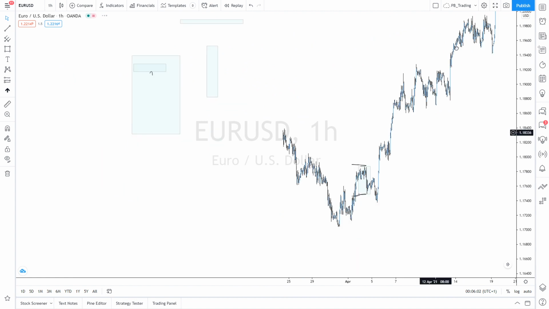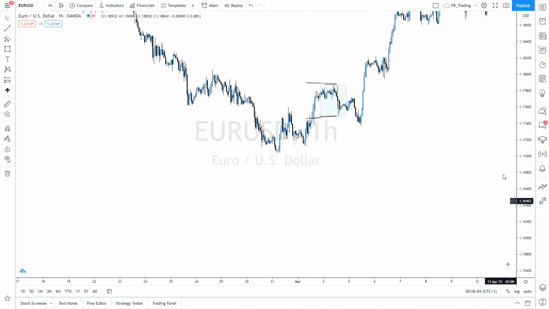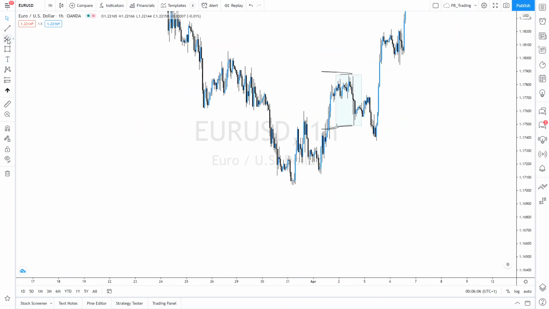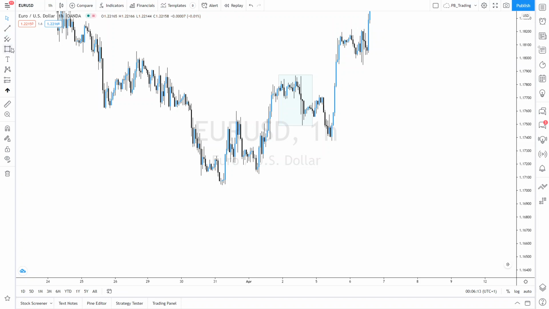Okay, there we have it. So this was our daily range in 1 hour time frame. Scale down from our daily time frame to 1 hour. So this is our daily high. This is our daily low.